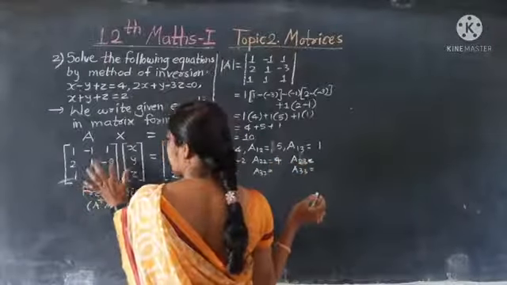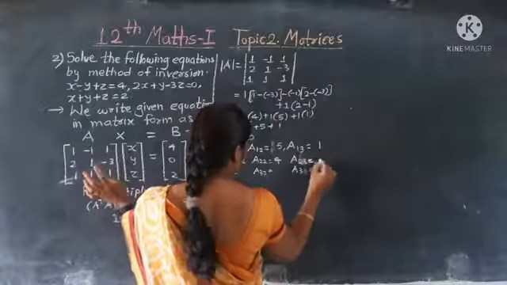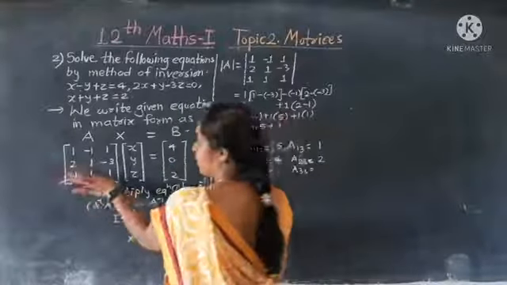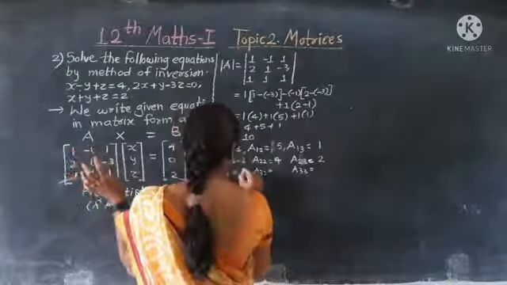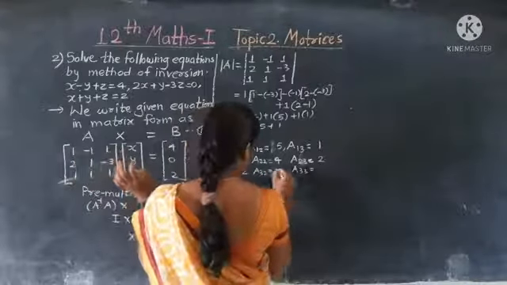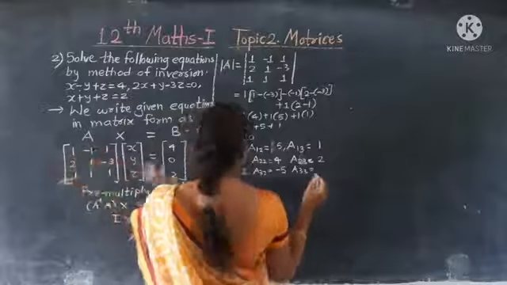Then next, you neglect this row and column: 1 plus 1 is 2. Lastly, A31 means this element: 3 minus 1 is 2. A32: minus 3 minus 2 is minus 5. A33: 1 plus 2 is 3.